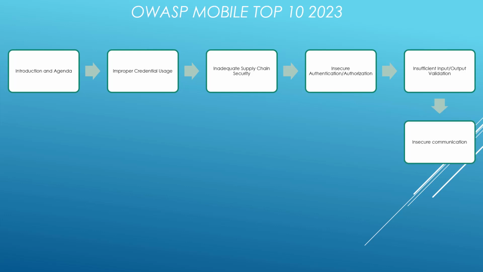Let's move to the next one, which is insecure communication. This was already present in the OWASP Mobile Top 10 2016 list. It is now again present in the 2023 list as well. We are going to talk about it. Next is inadequate privacy controls, which is a new entry to the OWASP Mobile Top 10 2023 list. We are going to understand its impact on the mobile application and its mitigation steps.